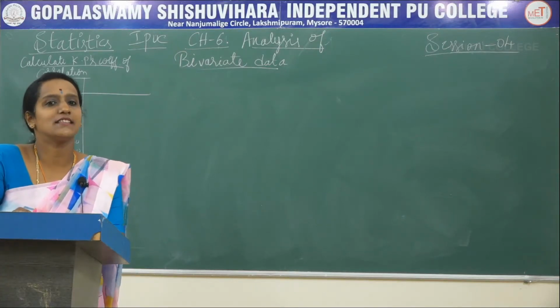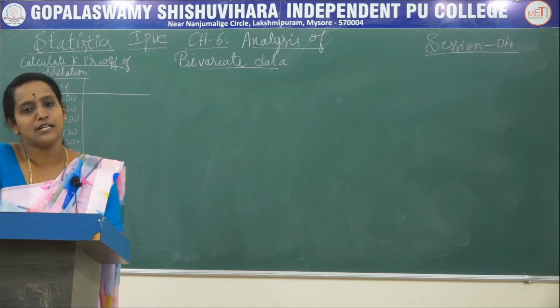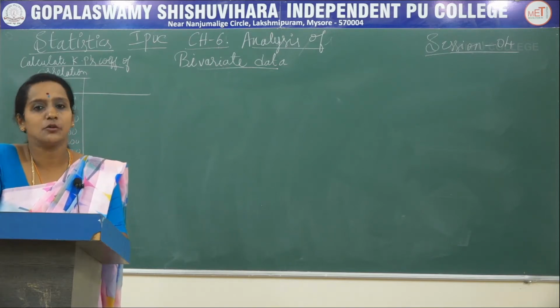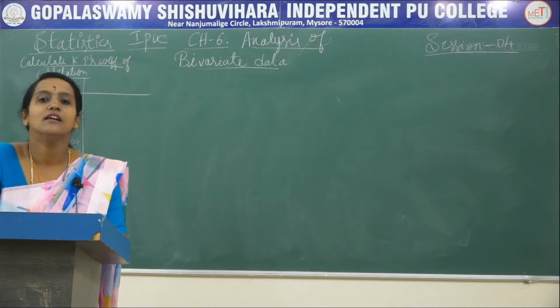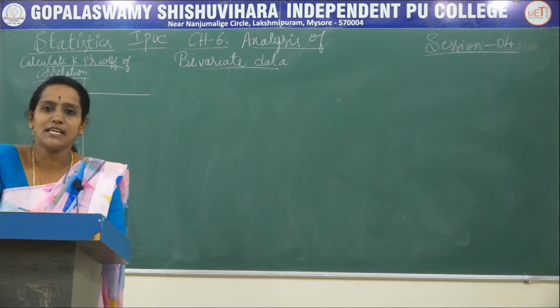Today we are continuing the next session of this chapter, that is Karl Pearson's coefficient. In that coefficient, to calculate this correlation coefficient, we have one more method, that is our shortcut method, that we are going to see in this class.